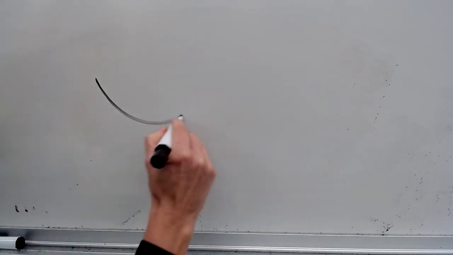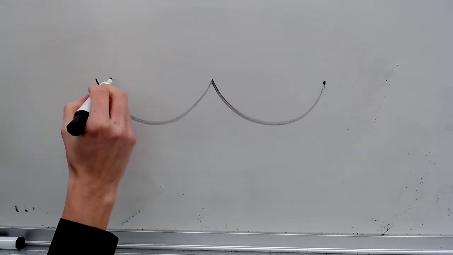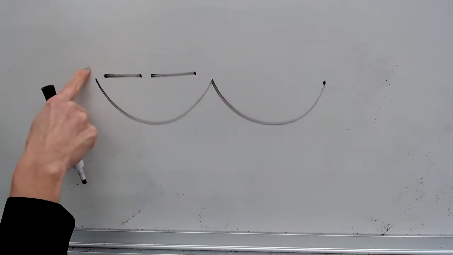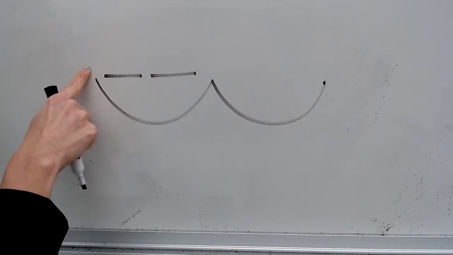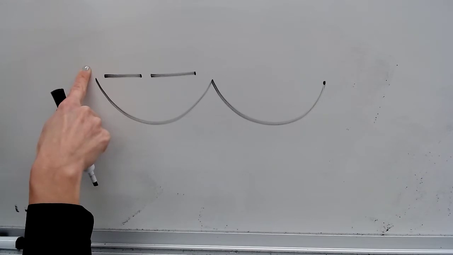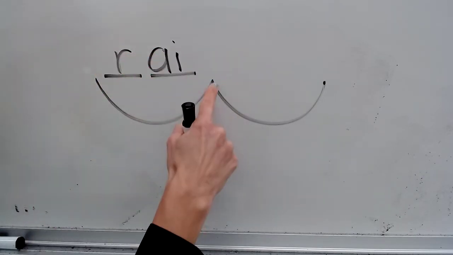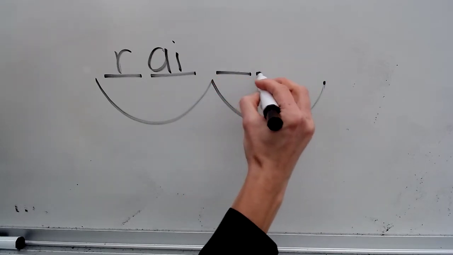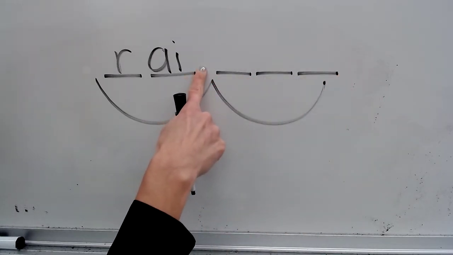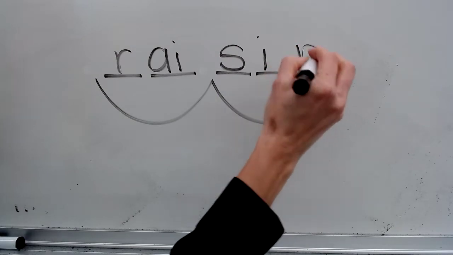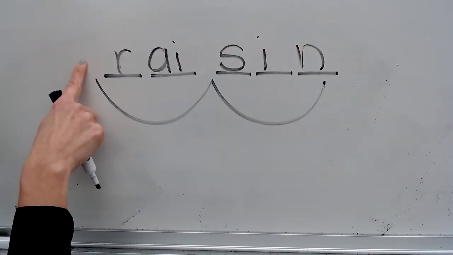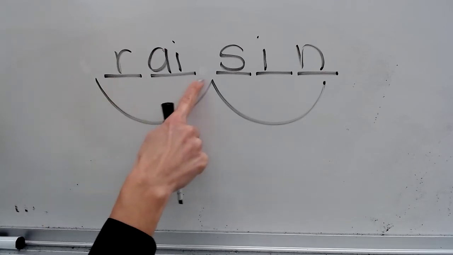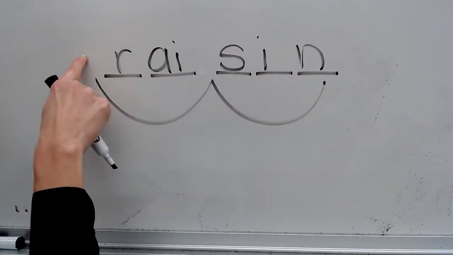Next word, raisin. What word? Raisin. Let's look at raisin in two parts again. Ready? Ray-sin. Stretch the sounds in ray. R-A. Write your sound spellings for ray. Stretch the sounds for sin. Write your sound spellings for sin. Check it. Spell raisin. R-A-I-S-I-N. Word? Raisin. Yes, raisin.